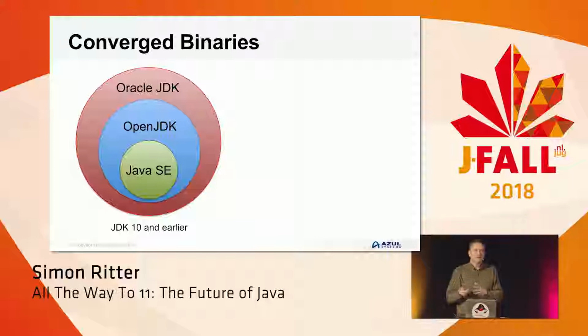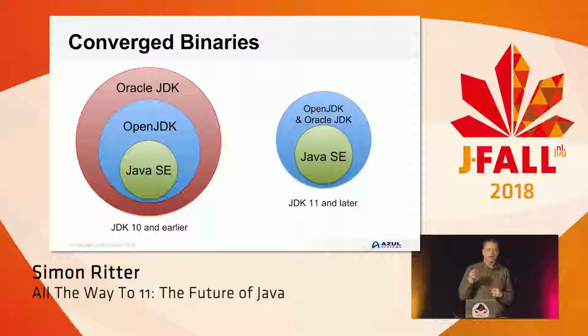With JDK 11 and onwards, our diagram changes slightly. So what Oracle have done is they've said, let's eliminate any functional differences between the Oracle JDK and a JDK that you build from OpenJDK source. So Oracle have got 2 different binaries. The idea now is that functionally, they are exactly the same. So there's no extra features in the Oracle JDK. It's exactly the same as what you get with the OpenJDK.